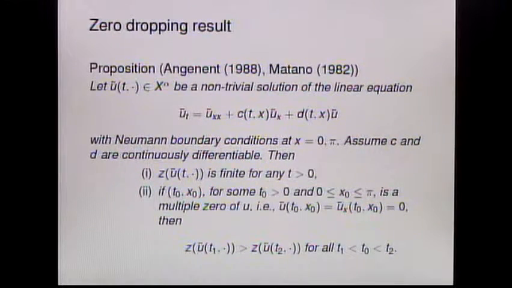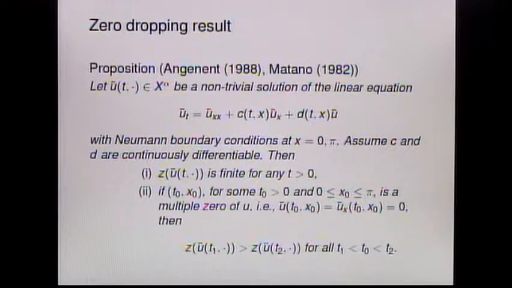This condition basically means that t0 is a dropping time of the zero number, since for a time before t0, the zero number will be greater than the zero number of the solution for a time t that is greater than t0. So t0 is a dropping time for the zero number here.